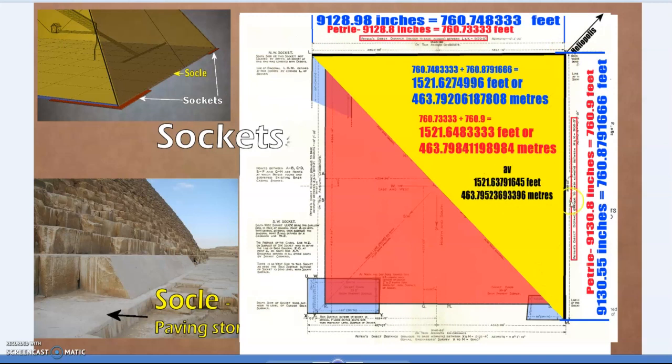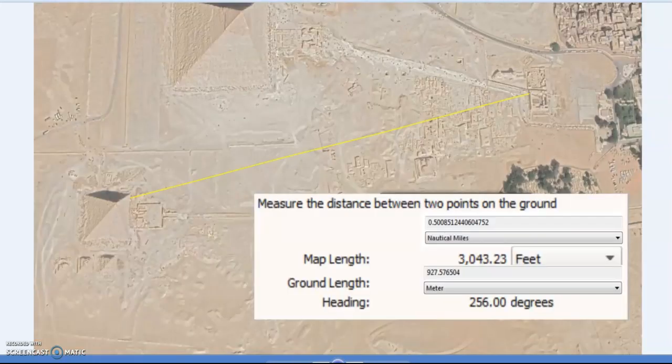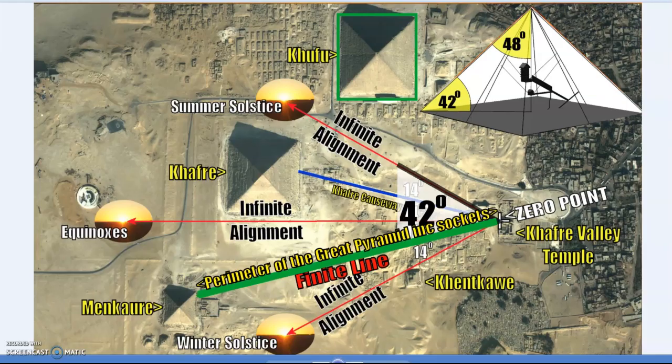1521.637 feet on average. All these surveys again are just slightly a little bit off, but that's the average. So therefore, the perimeter of the Great Pyramid, including the sockets, is 3,043.2 feet, using an average of these best available surveys. 3,043.2 feet is the perimeter of the Great Pyramid, including the sockets, and that is the distance from the 0 point to the Merenre pyramid. The pyramid is the gauge. You just unwrap the pyramid and you get that distance.